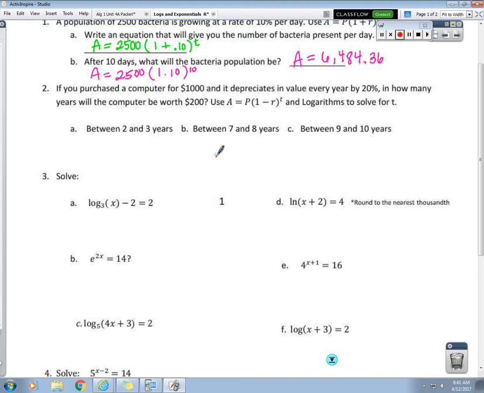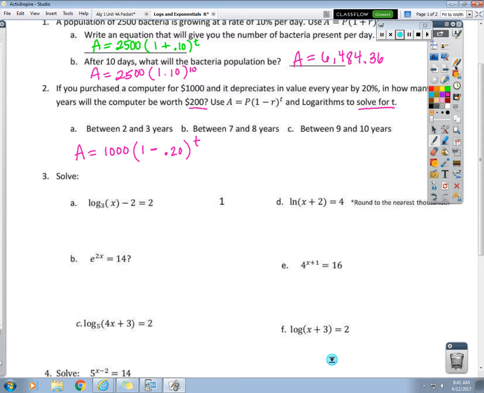So this time it's going to be A equals, what is the P value? Right, because that's what you paid for the computer when you purchased it. They even tell you to use 1 minus, and then what's the rate? 0.20, right, for 20%. And then to the T. Now, they want you to solve for T. So that means you don't have a number to plug in for it. That's what you're trying to figure out. So did they give you another number you could plug in? Right. They want to know after how long will it be worth $200.